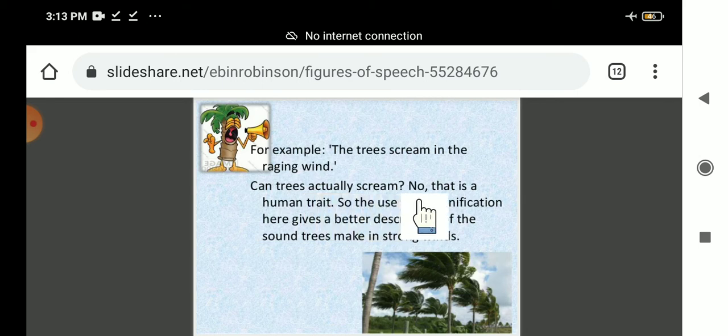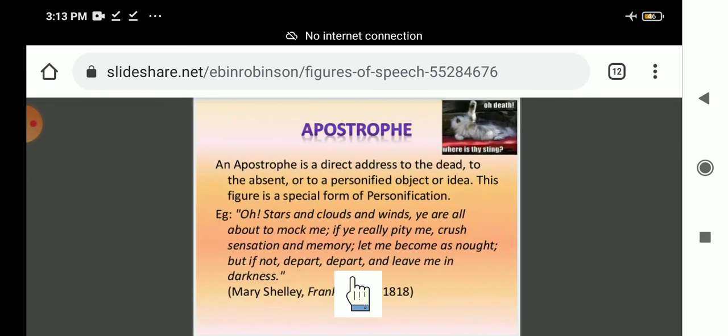See student, can trees actually scream? No, no is the answer. That is a human trait. So the use of personification here gives a better description of the sound trees make in strong winds. So here a human quality is given to non-living things, and it is called personification. Any sentence where a human quality is given to a non-living thing can be added into personification. Understood, student? All right.